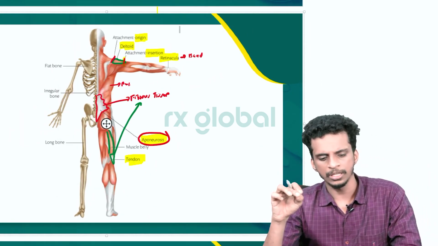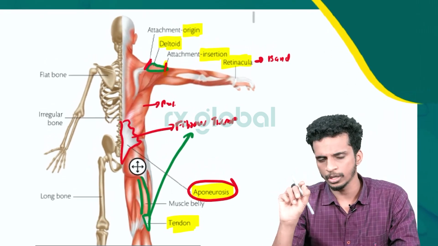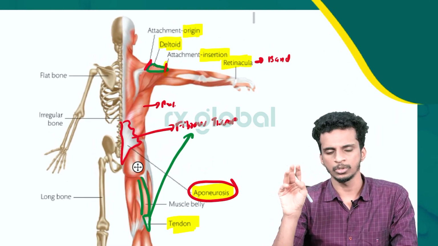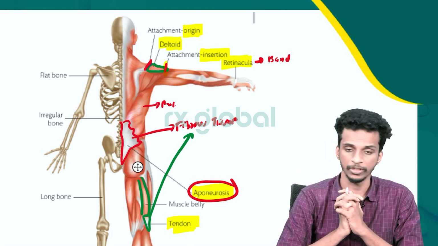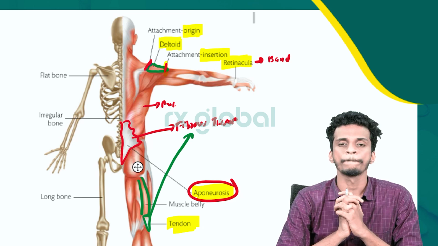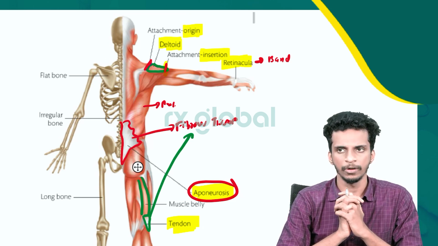So those are the terms related to muscle. We know what an origin is. We know what an insertion is. We know the two types of fibrous tissue, that means the two types of attachment of a muscle with a bone. One is called the aponeurosis and the second one is called a tendon. I hope it's clear to everyone.